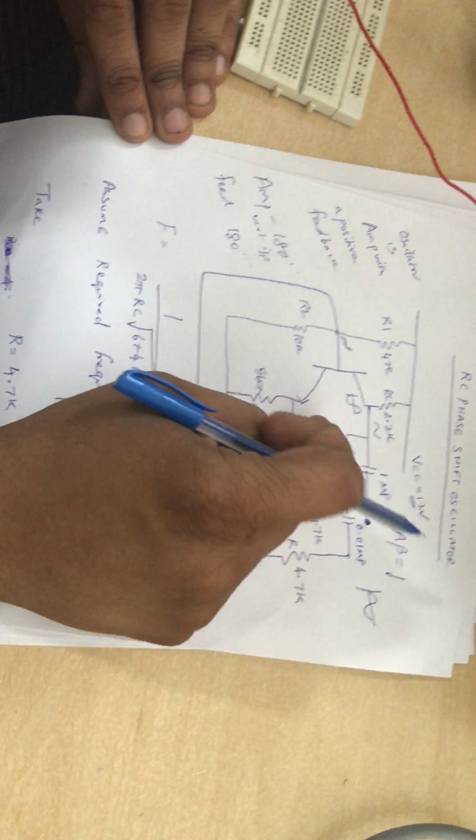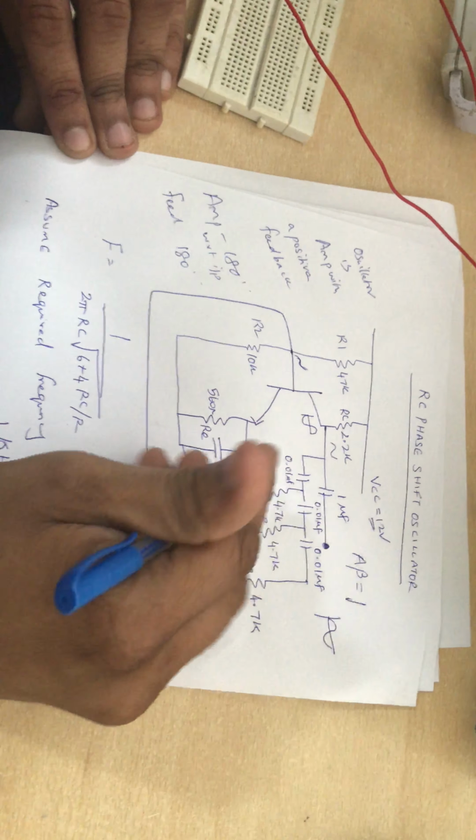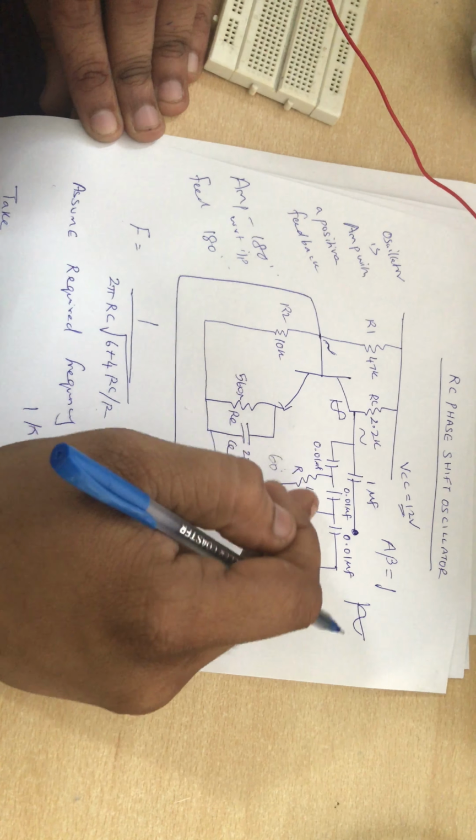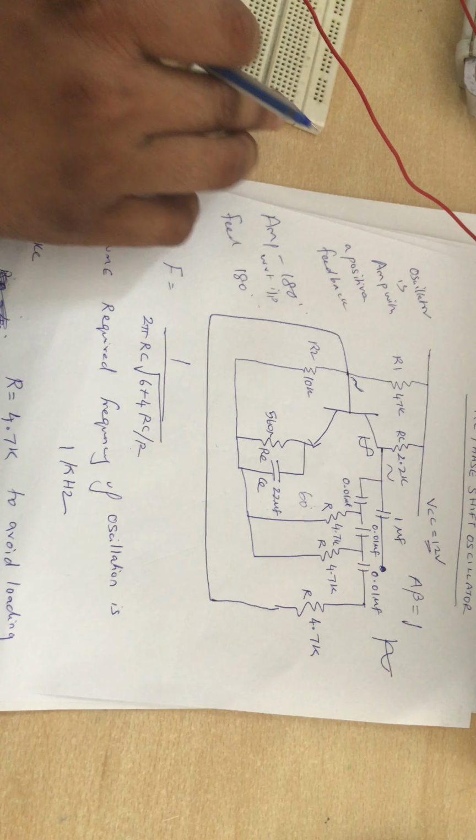And why we have three RC networks is that each RC introduces a 60-degree phase shift. So in turn 60 plus 60 plus 60 comes to a 180-degree shift. So let us see the connections.